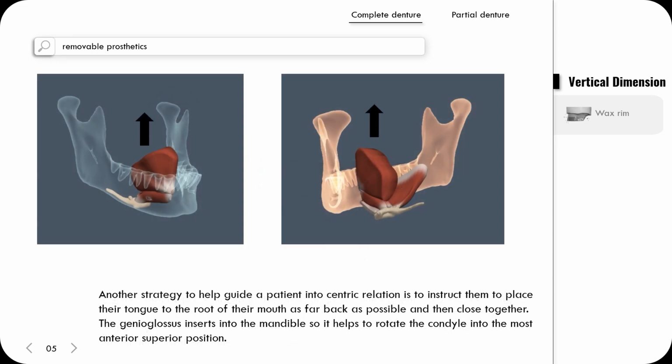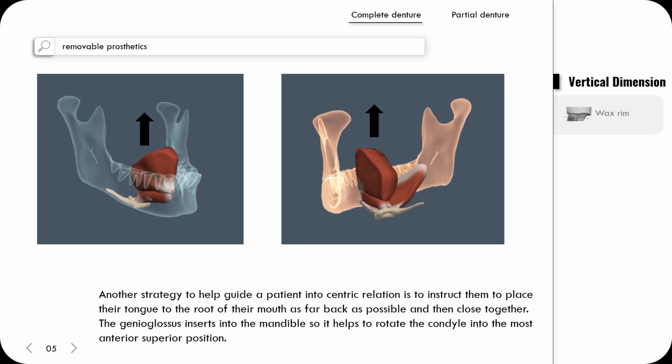Okay, another strategy to help seat that condyle into centric relation is to instruct the patient to lift their tongue to the back of the roof of the mouth. Because we know that some of the tongue muscles insert into the anterior part of the mandible, when you lift the tongue up into the back, that also helps seat the condyle into that endpoint position. So it's a similar thing as gently pushing on the chin to force their mandible back so that it will rotate into that anterior superior position.